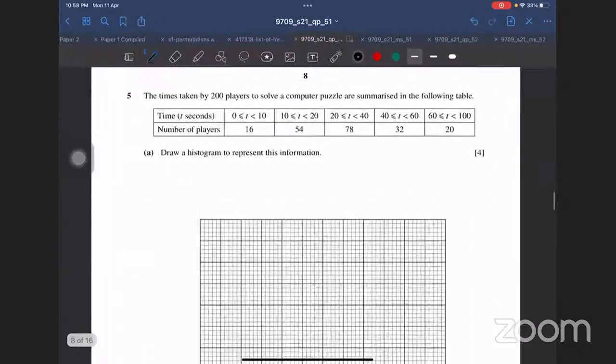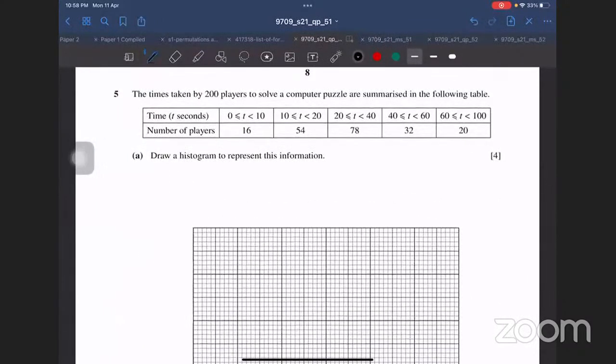Okay, then this next question is about drawing a histogram. It says the time taken by 200 players to solve a computer puzzle are summarized in the following table. Draw a histogram to represent this information. Whenever you are drawing a histogram or any other thing, the first thing that you have to notice is if these classes are connected. They are connected. In order to draw a histogram, you calculate something called the frequency density. The frequency density is frequency divided by the class width.